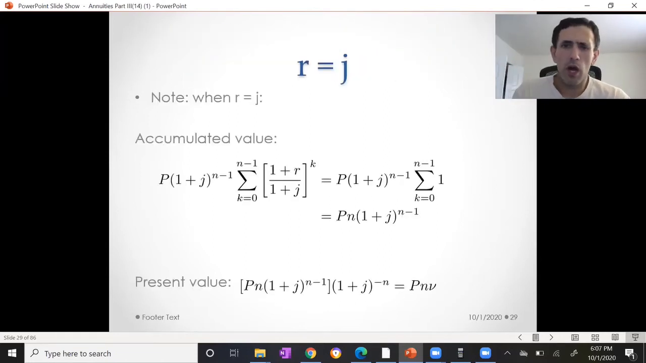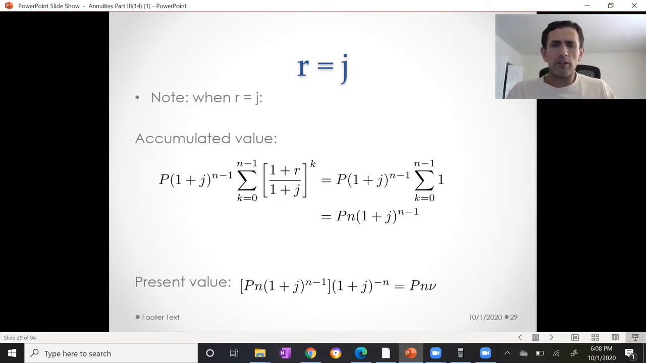where ν is your present value factor. So just something to remember: these are your formulas when r equals j. Nothing too strange about r equals j, but anyway.